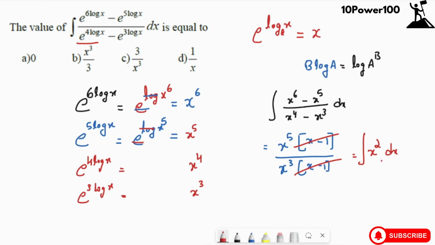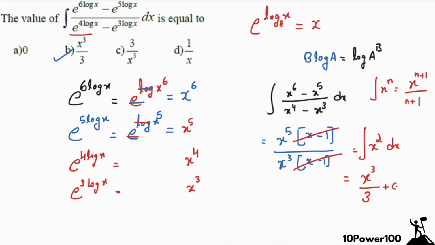You all know the integration of x square. What is the integration of x square? Let's use the general formula. Integration of x power n is equal to x power n plus 1 by n plus 1. So x square becomes x power 2 plus 1, that is 3, divided by 2 plus 1, that is 3, plus c. In CET they don't worry about the plus c, so don't worry. So we can say that option B is the right answer.